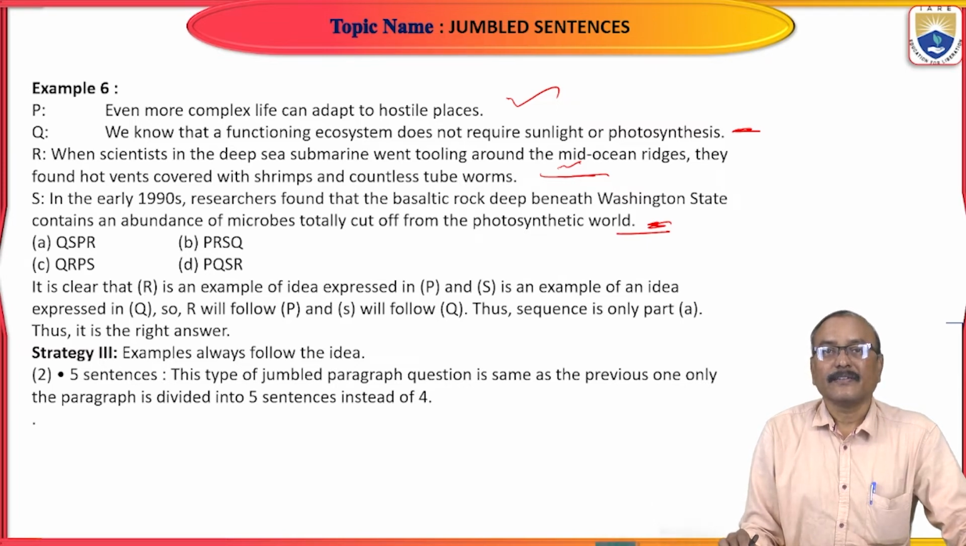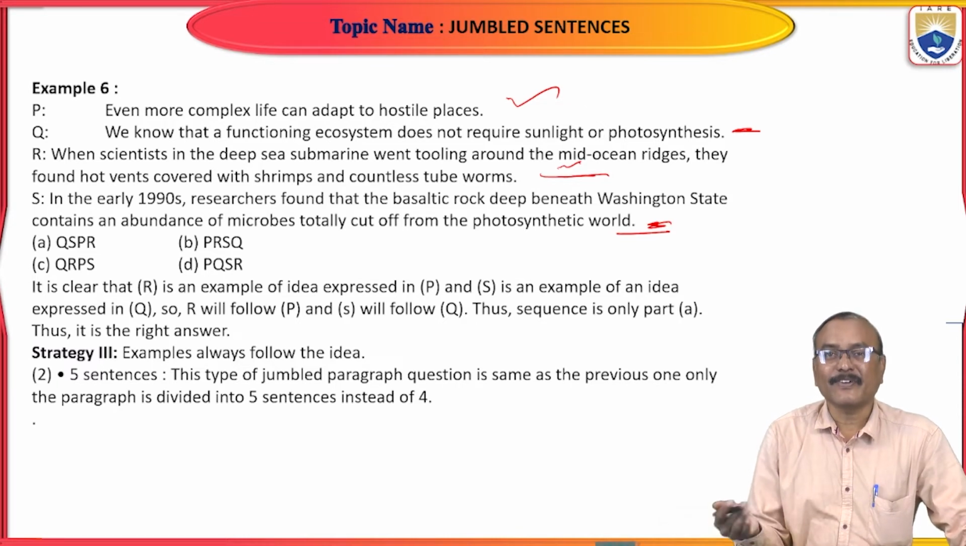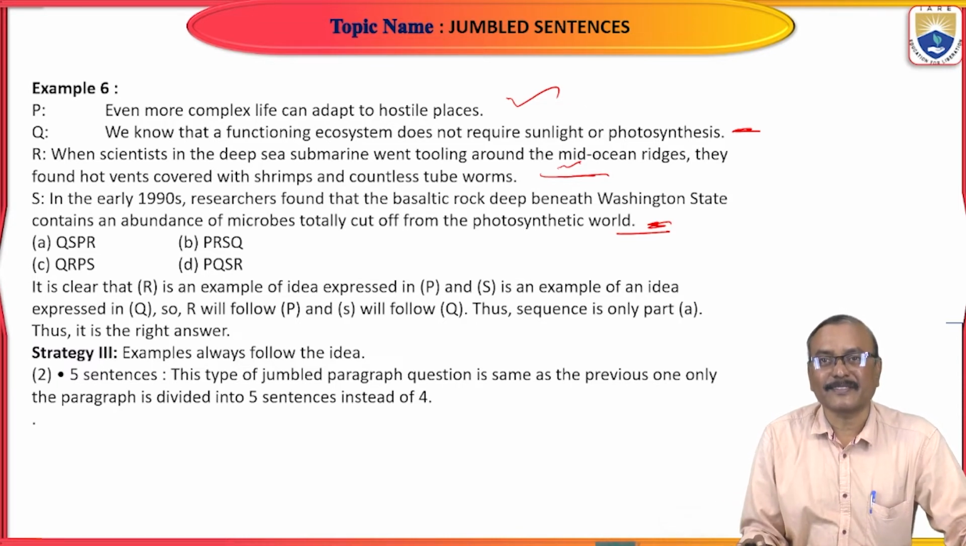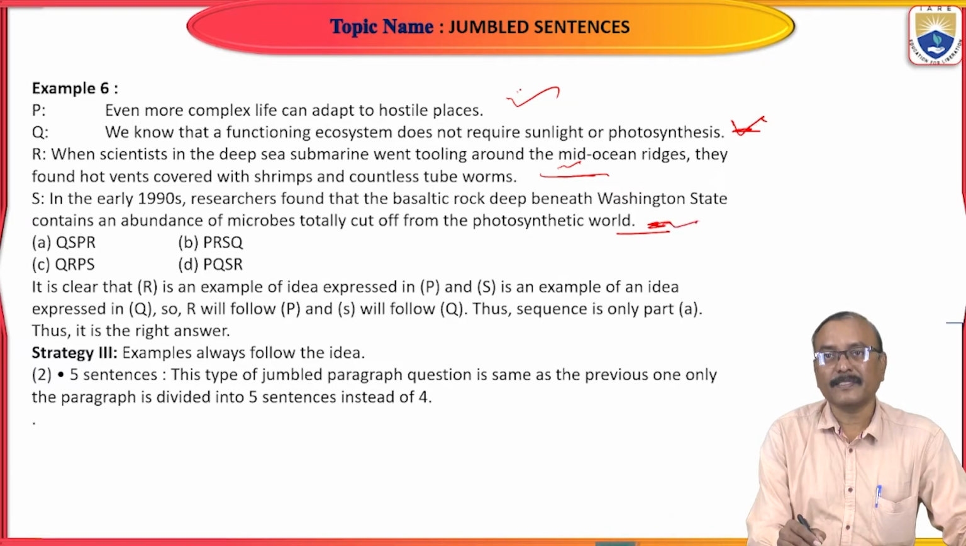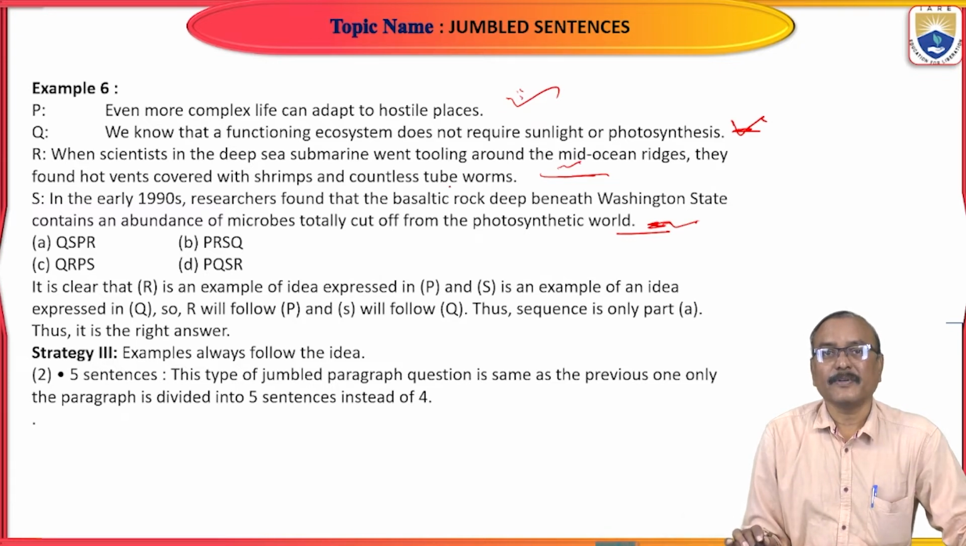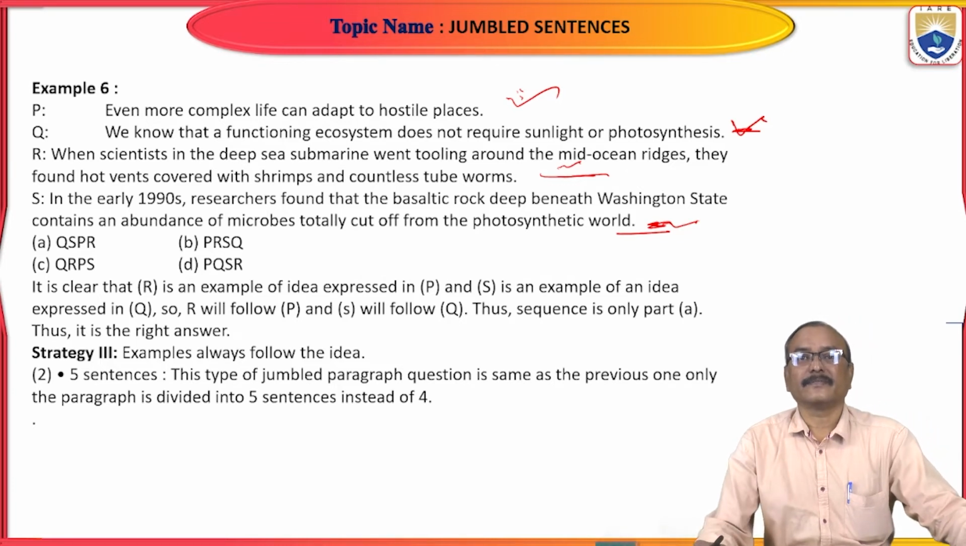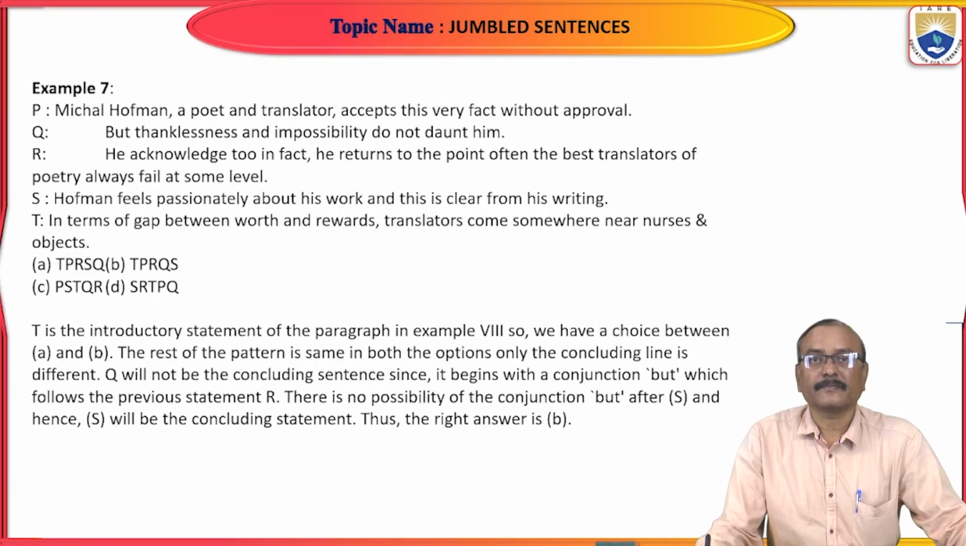Is it clear? First, even more complex life. What is that first complex life? Let us first find out. So generally, your statement, this is the first statement. First statement, this is the example. Next, even more complex, this is the statement. Then R is the example. QSPR. Right?